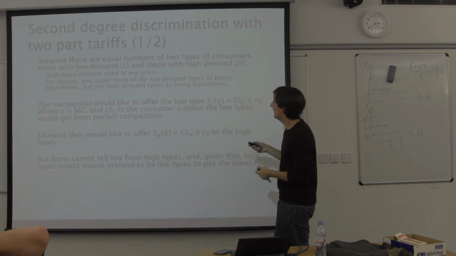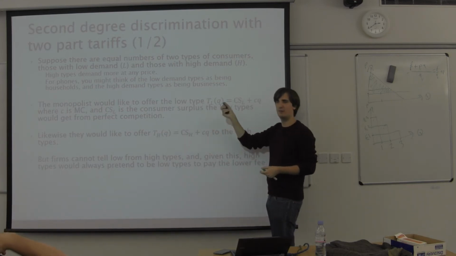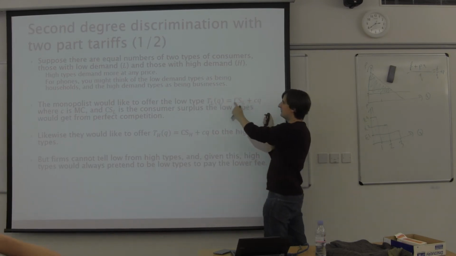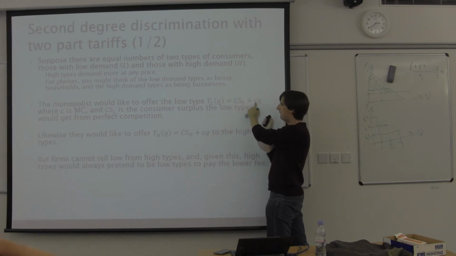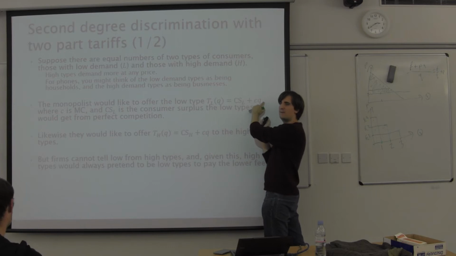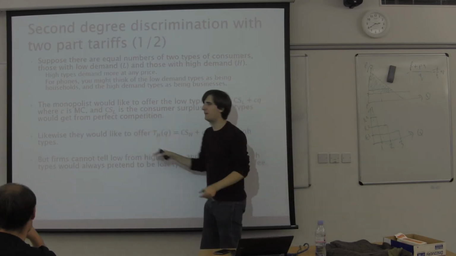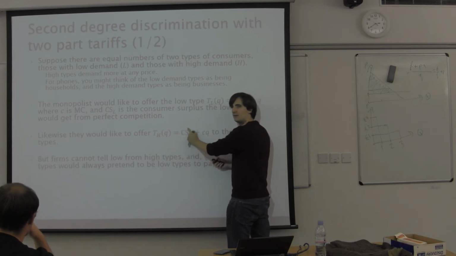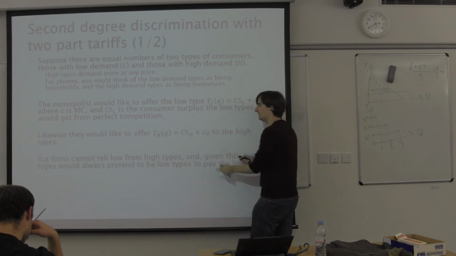So what the monopolists were like, so when we were looking at two-part tariffs, we saw that monopolists would like to offer a tariff which is the consumer surplus for the low-value type would get under perfect competition plus marginal cost times quantity. Okay, so just selling to the low-value consumers, we'd like to have a tariff like that. And if they were just selling to the high-value consumers, they'd like to charge a fixed fee equal to the consumer surplus for high-value types we get under perfect competition, plus marginal cost times quantity.